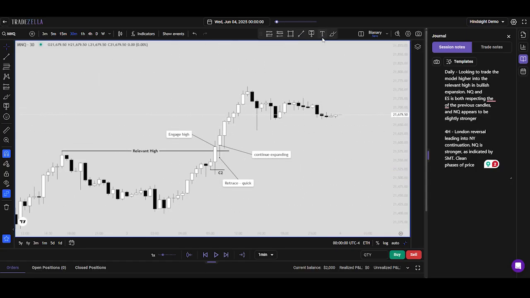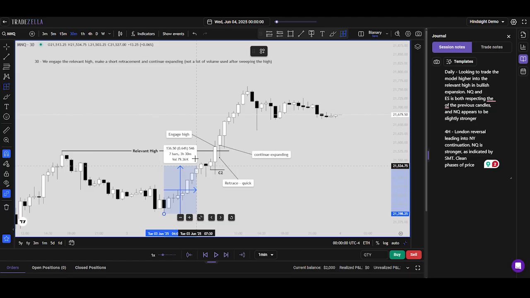Let's make a little bit of text. Same as before, just making note of things. This is a tool I really like to use. It helps me gauge volume. So I can go back to, say, 4 a.m. and look at how much volume has been used, especially into the open.